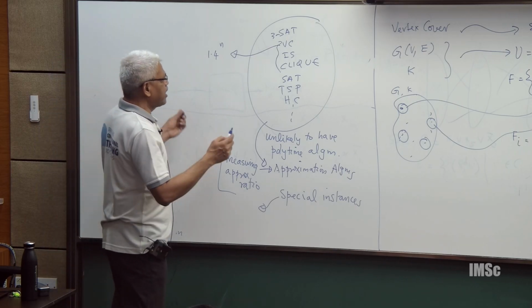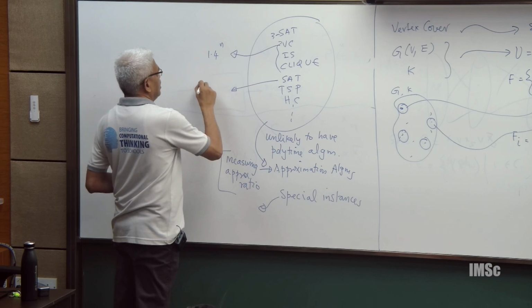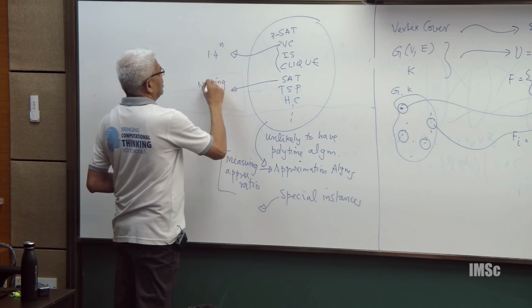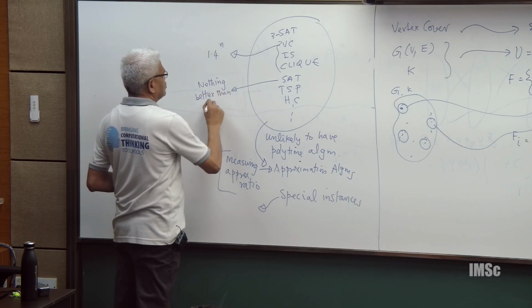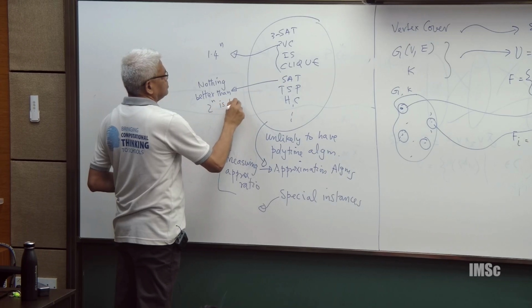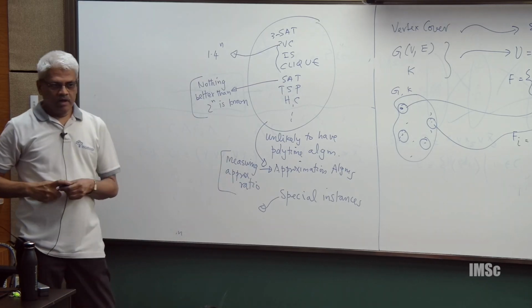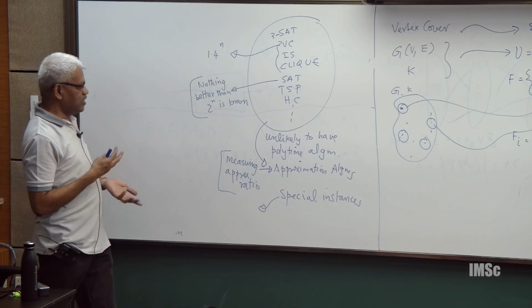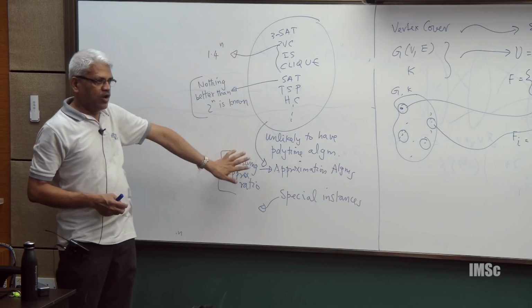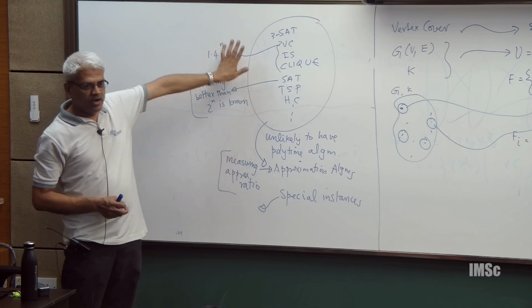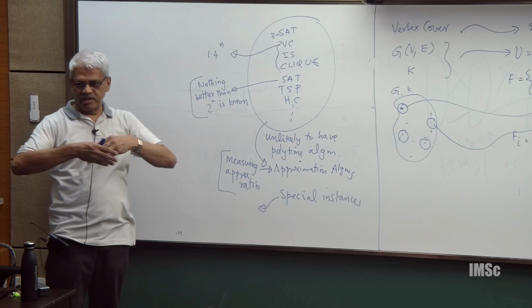So, but unfortunately for SAT, nothing better than 2 power n is known. The general SAT, 3 SAT you can do much better, but what am I saying here? Even in this class of problems, while they are all NP complete, we do not expect a polynomial time algorithm, but in the exponential world also there are differences, right.